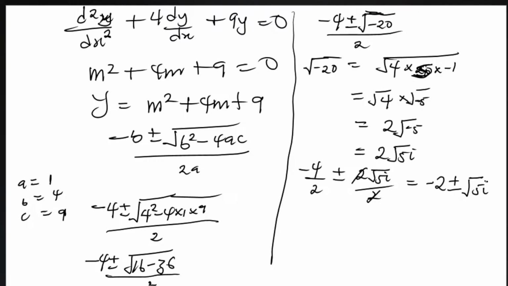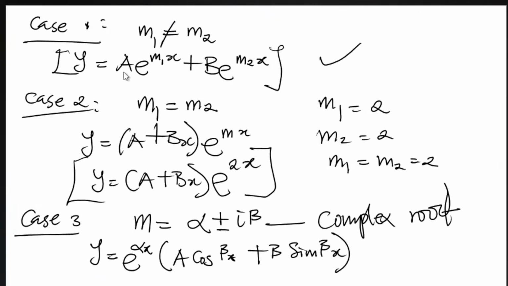Since we've gotten our complex root to be minus 2 plus or minus square root of 5i. Recall that from our case 1 here, we have that when m1 is not equal to m2, then we'll have our case 1 to be given to be y is equal to A exponential m1 x plus B exponential m2 x here.